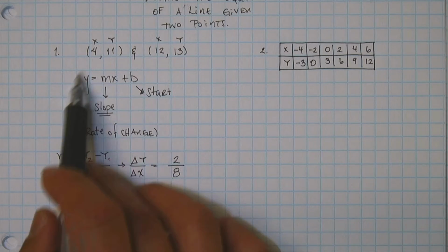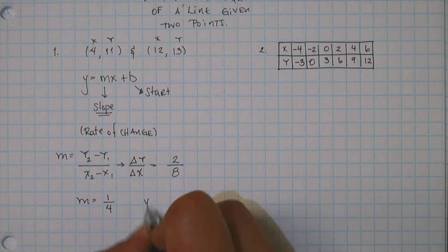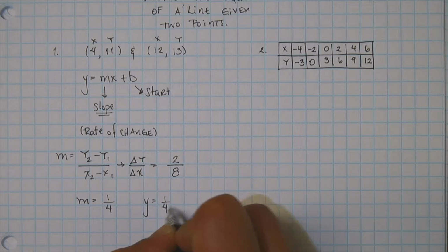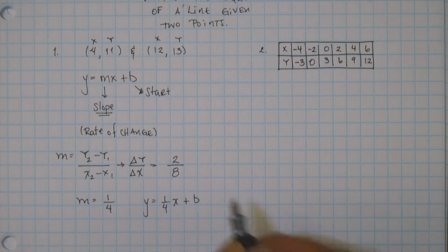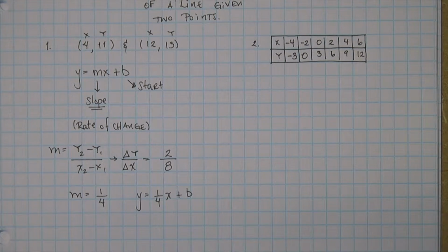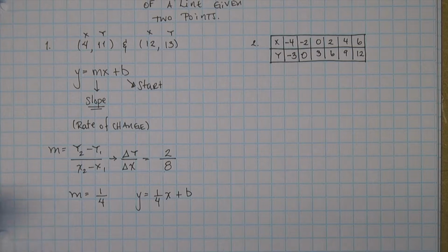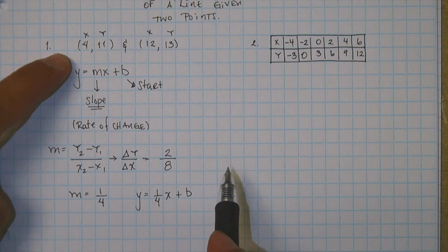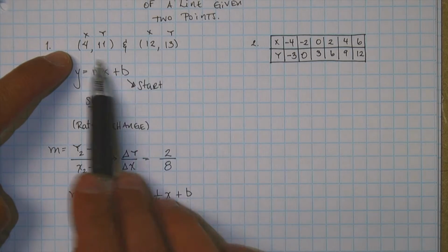So this is what I start with. Now we have y equals our 1/4 x, but we don't know our b yet. So that's what we have to figure out. Now they don't tell us where we begin, where we start, but they do give us these points. So what I can do is just go ahead and use one of these points. It doesn't matter which one.